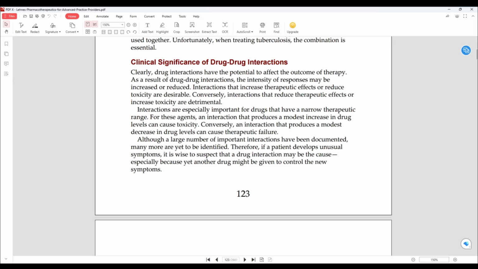Although a large number of important interactions have been documented, many more are yet to be identified. Therefore, if a patient develops unusual symptoms, it is wise to suspect that a drug interaction may be the cause, especially because yet another drug might be given to control the new symptom.